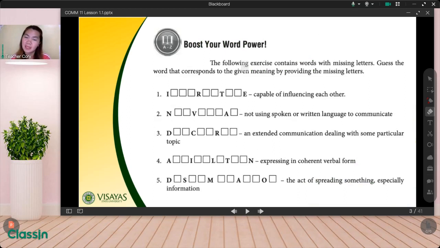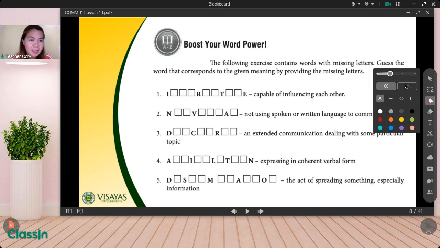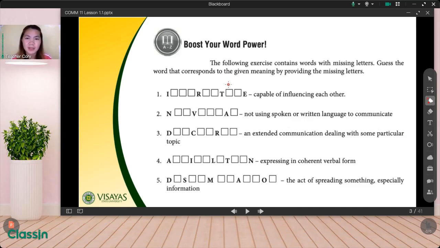So let me begin with this activity. I think many of you have already done this activity. I am just including this in my recording to also include those classes and students who were not able to be there when I was discussing from the beginning. So let's boost your word power here. This exercise contains words with missing letters. You have to guess the word that corresponds to the given meaning by providing the missing letters.